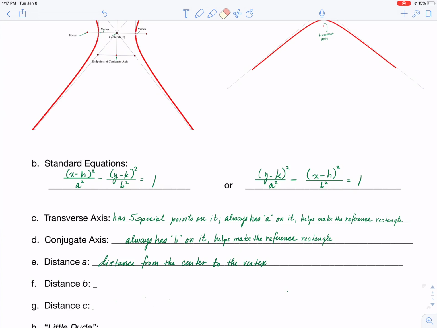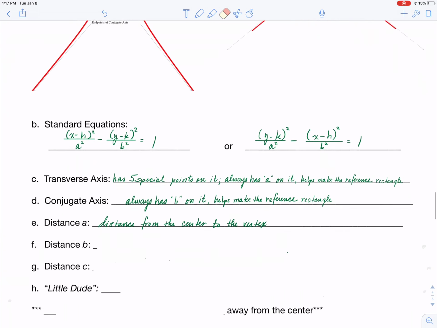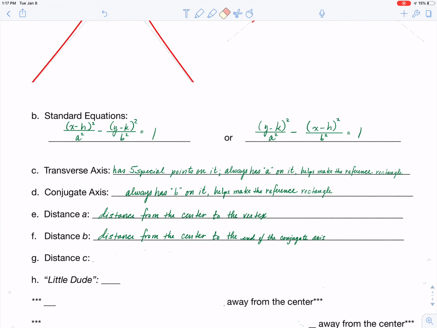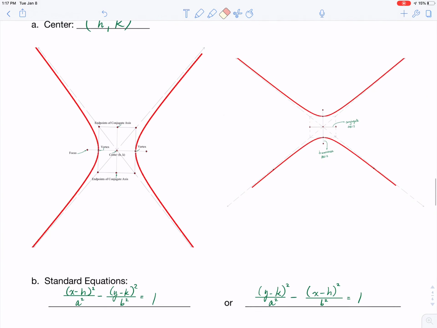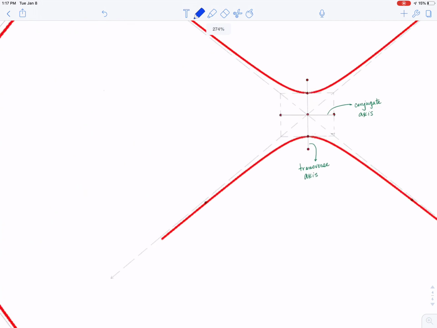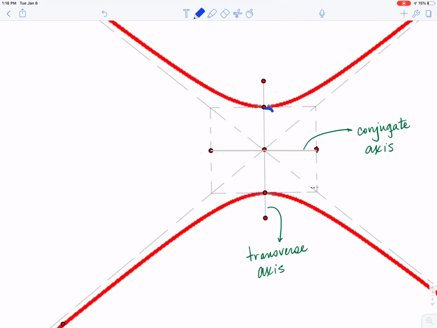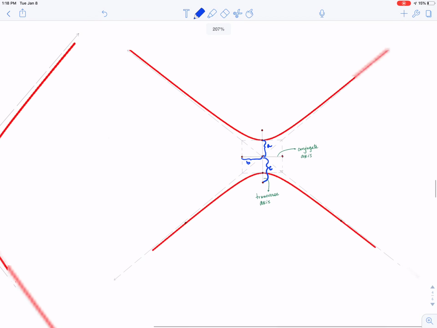Distance a is always going to be the distance from the center to the vertex. Distance b will always be the distance from the center to the end of the conjugate axis. Distance c will always be the distance from the center to the focus. Now, I didn't mark those on the picture, but that would be very simple to mark right here. From the vertex to the center, this is going to be distance a. From the center to the end of the conjugate axis, this is going to be distance b. And from the center to the focus, this is going to be distance c.